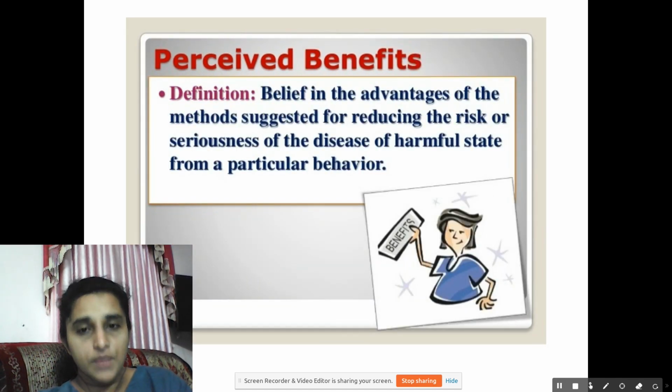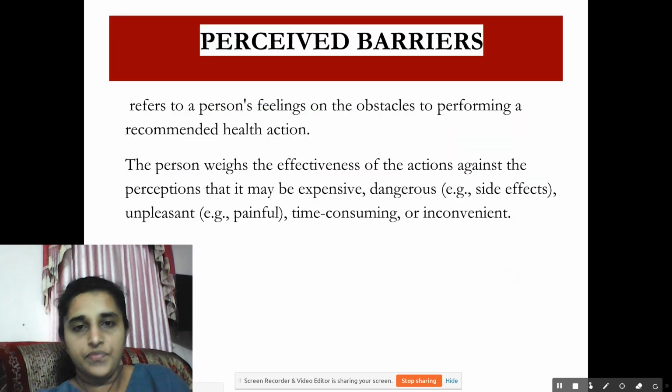Next is perceived benefits. Belief in the advantages of the methods suggested for reducing the risk or seriousness of the disease or harmful state from a particular behavior. Like if he quits smoking, what all benefits can he achieve? That is the perceived benefits.